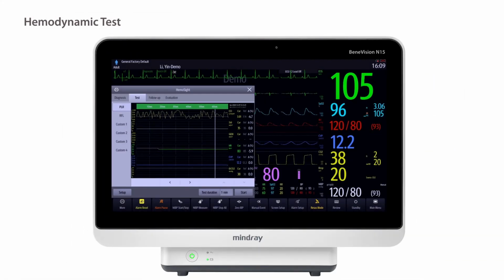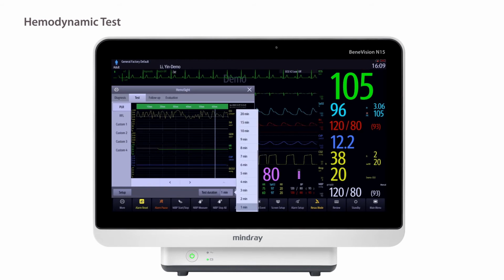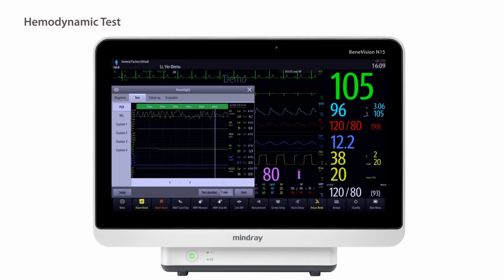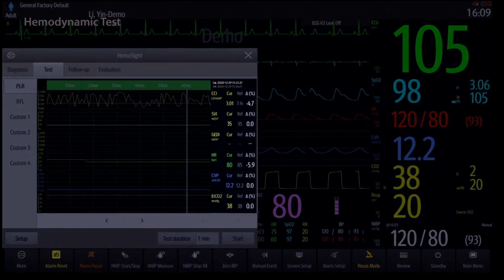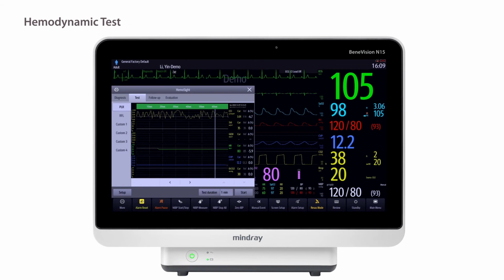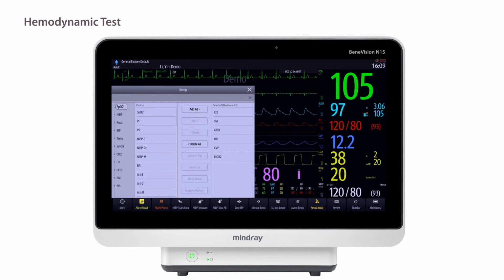To perform the test, a test duration should be selected first. After pressing the Start button, a test will go on. The trend will be tracked, and the current value, reference value, deviation of each index will be intuitively displayed to help assess the effects. Those indexes are also available to be selected and customized in each specific case.